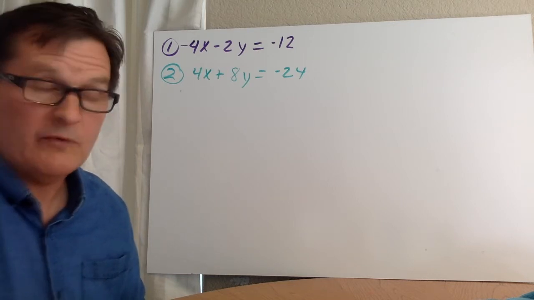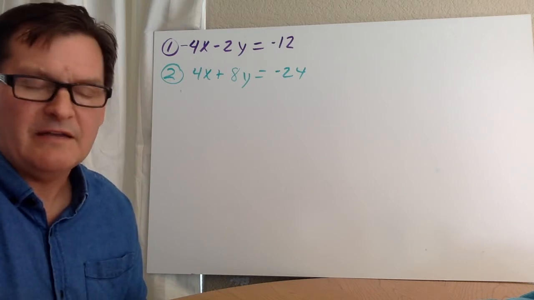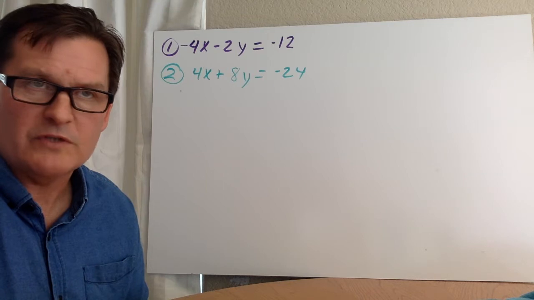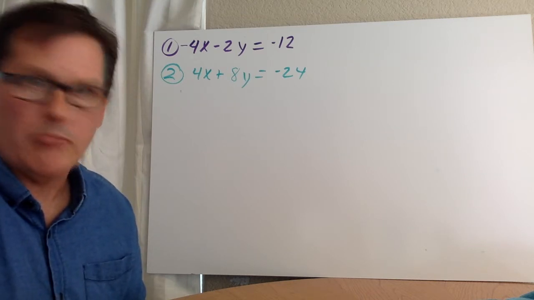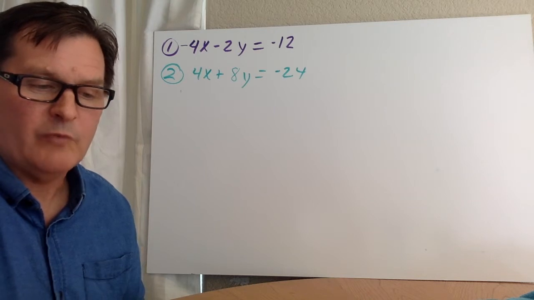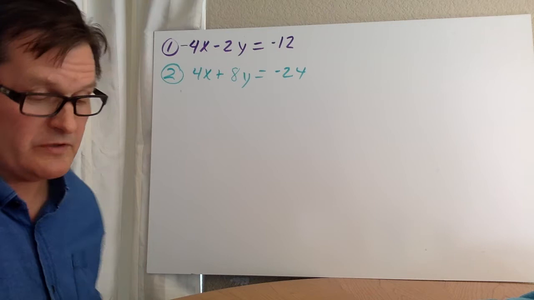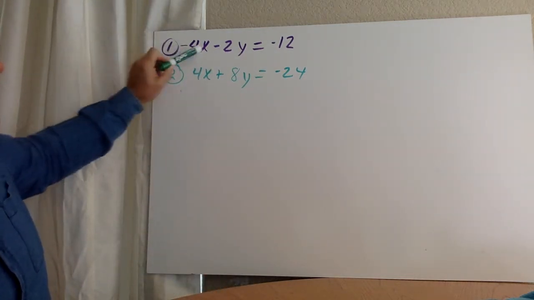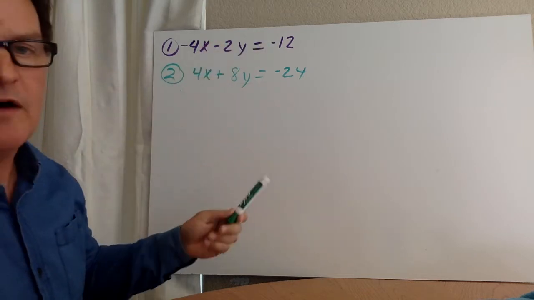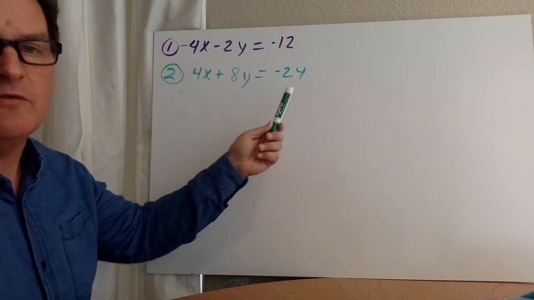You'll notice in this, we could solve this system using substitution if we wanted to. Any method works for any set of equations, but what you'll see is that different methods will work better. And in this case, we're going to learn a method that works way better for this system than substitution would have worked. The two equations I've written down: number one is negative 4x minus 2y equals negative 12. And the second in my system is 4x plus 8y equals negative 24.